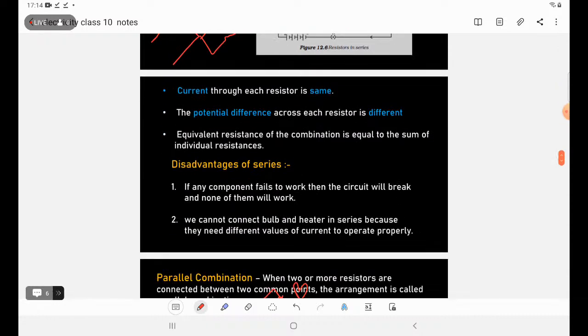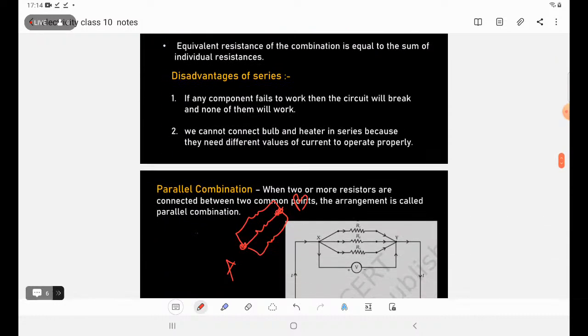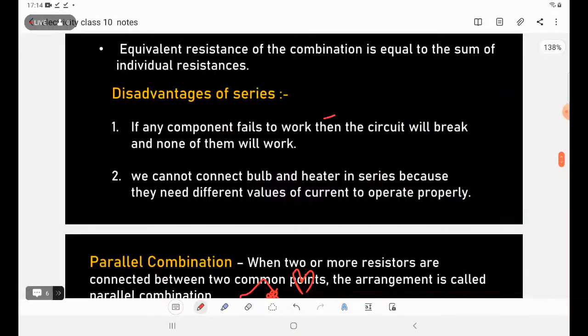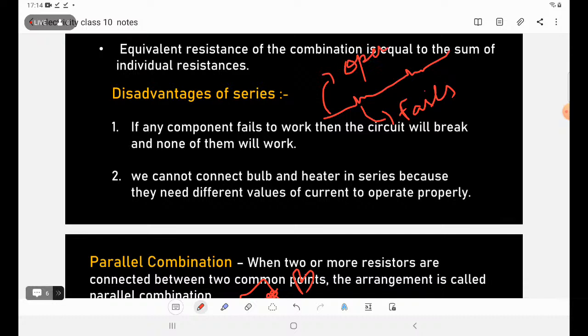So there are some disadvantages and advantages as well for these combinations. Disadvantages of series: if in this series, this device fails, this becomes an open circuit. That means energy will not flow further, and the devices that are kept in series with this device that has failed will not work at all. So this is one disadvantage.